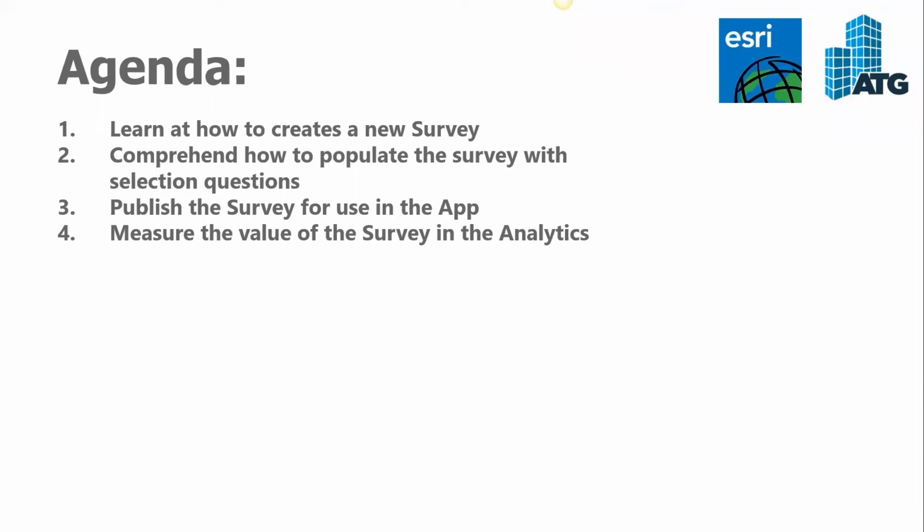The agenda for today: learn how to create a new survey using the Survey 123 desktop app, and how to populate the survey. So do we want geo points? Do we want to be able to know our location right off the get-go? Do we want to be able to put in text? Do we want to just put in comments in there? Do we want to be able to pick from a multiple selection of options? We're going to publish the survey to be used in a mobile app, and then we'll go online and we'll measure the values of that survey in the analytics.